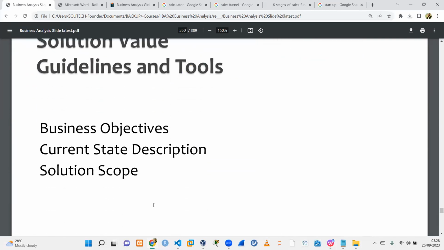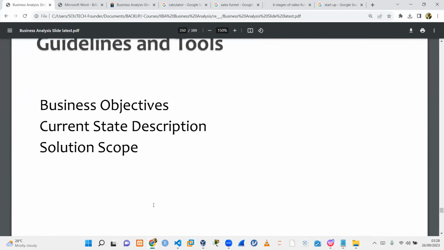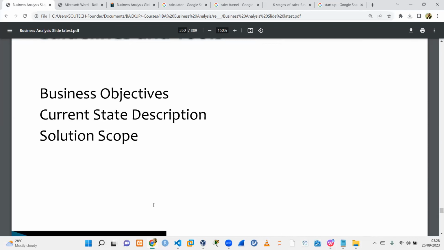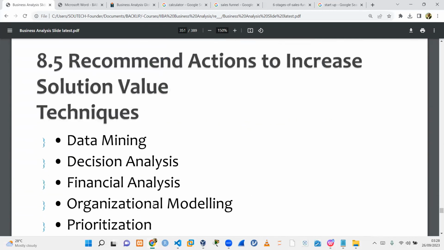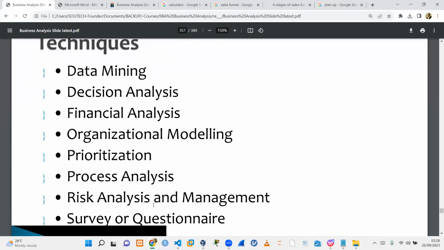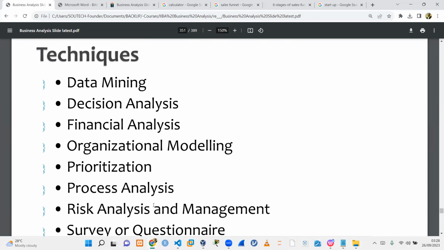Some of the guidelines or tools are your business objectives, your current state description, and your solution scope. Some techniques you can use to do this are decision analysis, very, very key, and financial analysis. If you check the financial analysis of your decisions, it can help you. You can also prioritize. Prioritization is very, very key. That's why you're going to be looking at different solutions. You want to see which one is going to give you the best value. Then you make your decision.